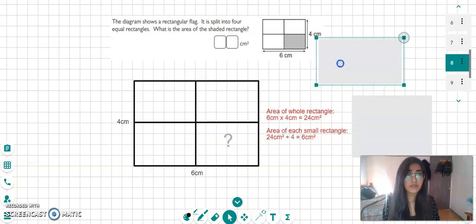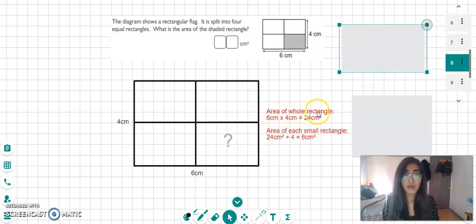So what we can do, the first way, is to find the area of this big rectangle here. Because we've been given the values for this one, which is 4 and 6, to find the area, you just need to multiply these 2 values together to give you 24 centimeters squared. And because it has been split into 4 equal rectangles, all we have to do to find the area of each of these rectangles, they'll all be the same, is to divide that 24 centimeters squared, the area of the big rectangle, by 4, which gives you 6 centimeters squared.